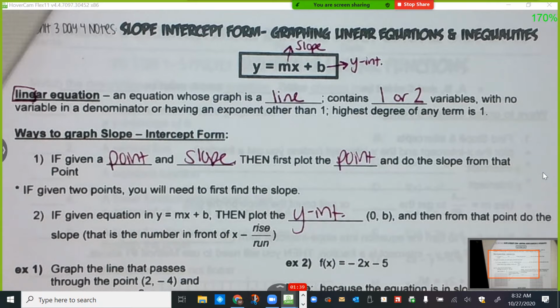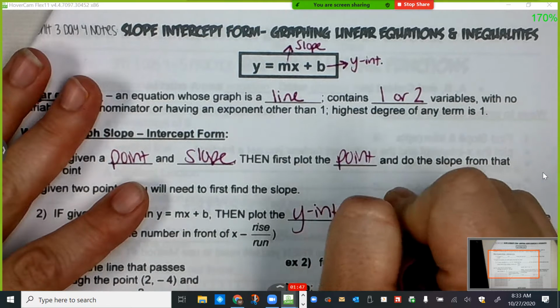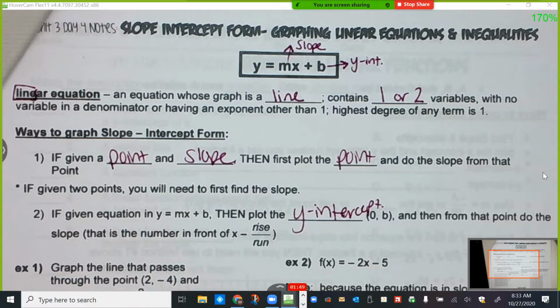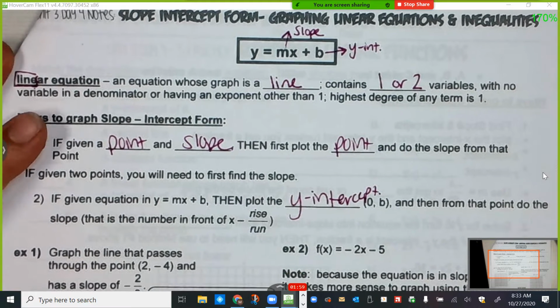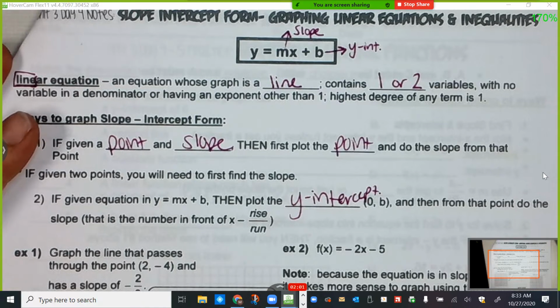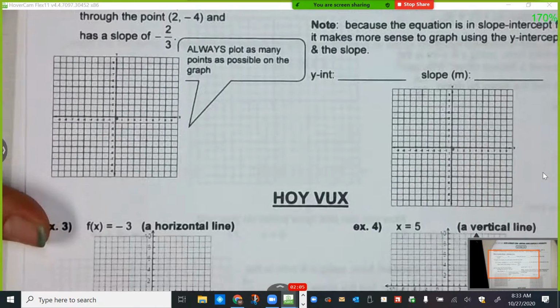Bless you. What did it say? The y-intercept? Oh, y-intercept. Okay. I know there's lots of words here, but it's there if you need it, especially on your assessment, and so on and so forth, okay? So, let's actually jump to graphing.